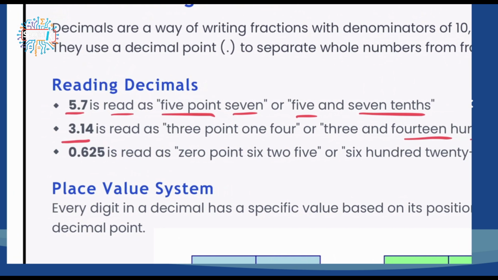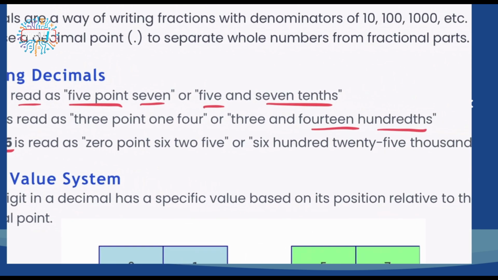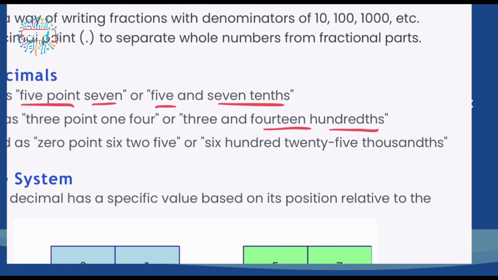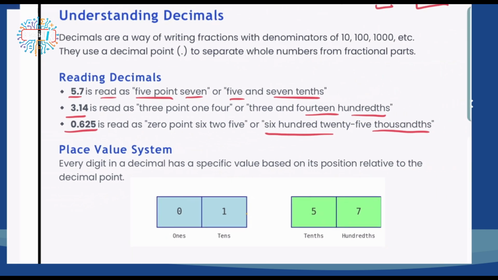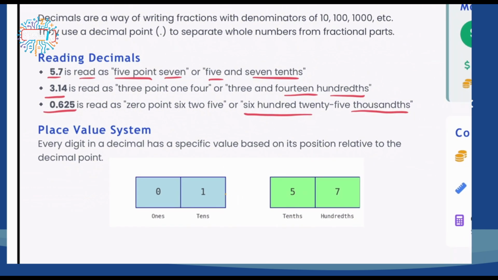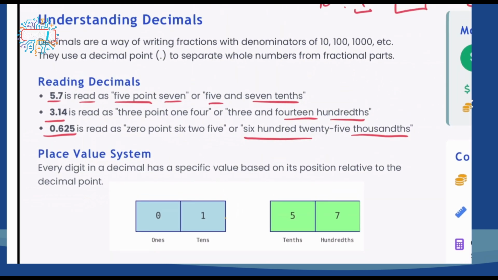Or this one, which we call 0.625, or 625 thousandths. Again, we are going to talk about it in the future, but this is the way that we call these numbers. If you remember, when we were talking about the basic numbers, for example 325, we talked about the place value system. We also have the same thing as a place value system in decimal numbers.